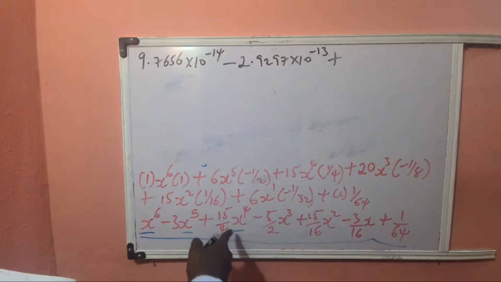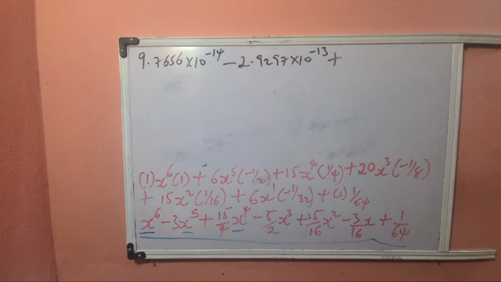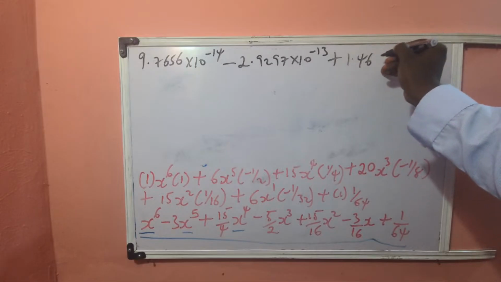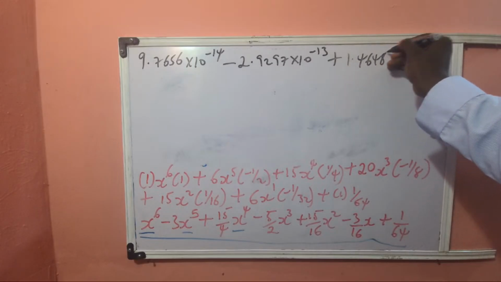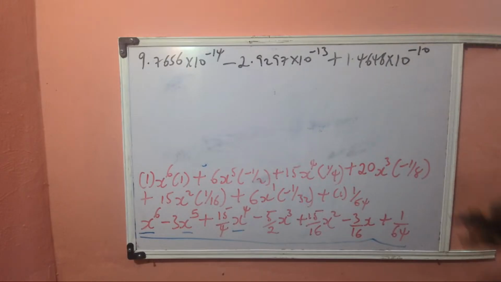Then you go on to doing the next one. Of course, x raised to the power 4, that's 1 over 400 raised to the power 4. Multiply it by 15 over 4. You do that also, you should get a value of 1.4648 times 10 raised to the power minus 10.